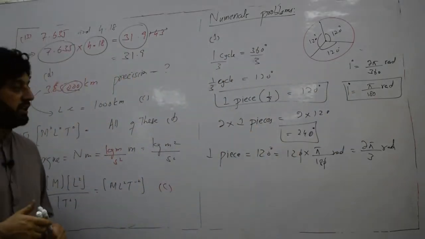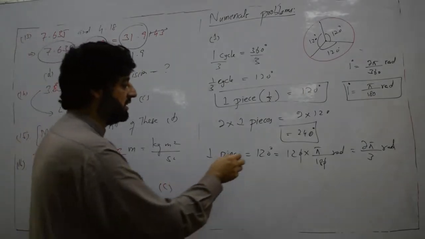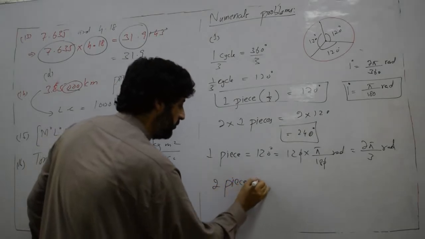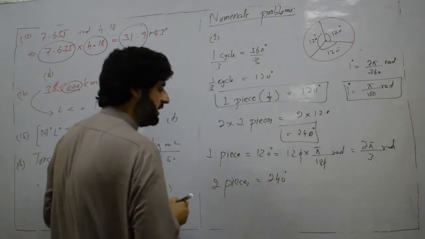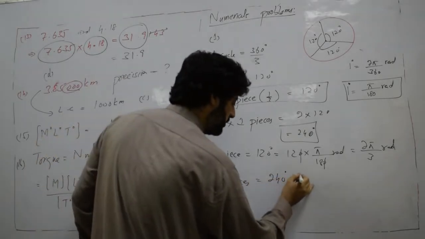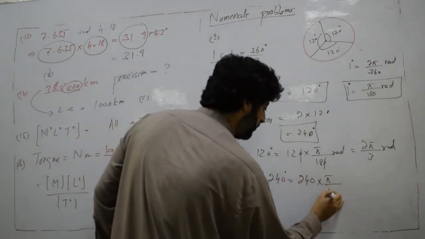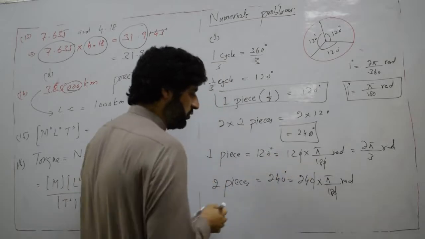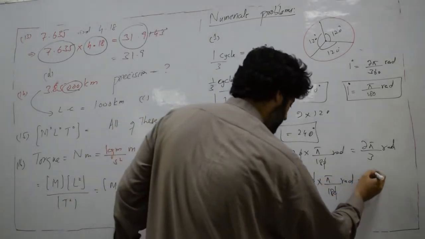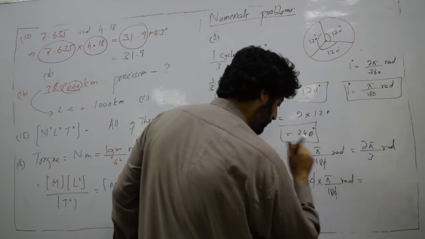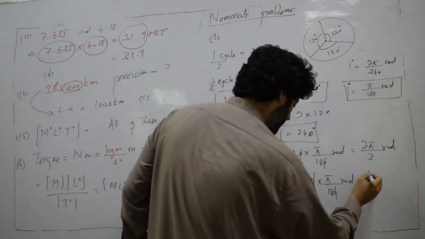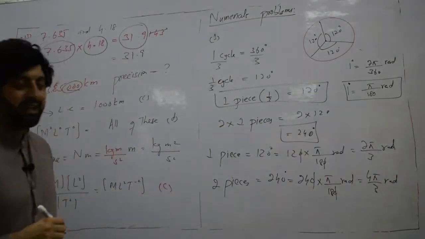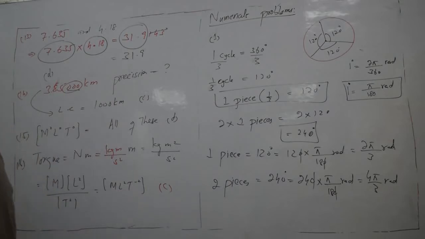Okay, now we are converting this angle into radians for the two pieces. So look here, two pieces will have an angle of 240 degrees. So convert these degrees into radians, so it will be 240 multiplied by pi by 180 radians. The 0 will cancel with the 0, and it will be 4 pi by 3 radians. Okay, that is the angle in radians for the two pieces. So that is the right answer.